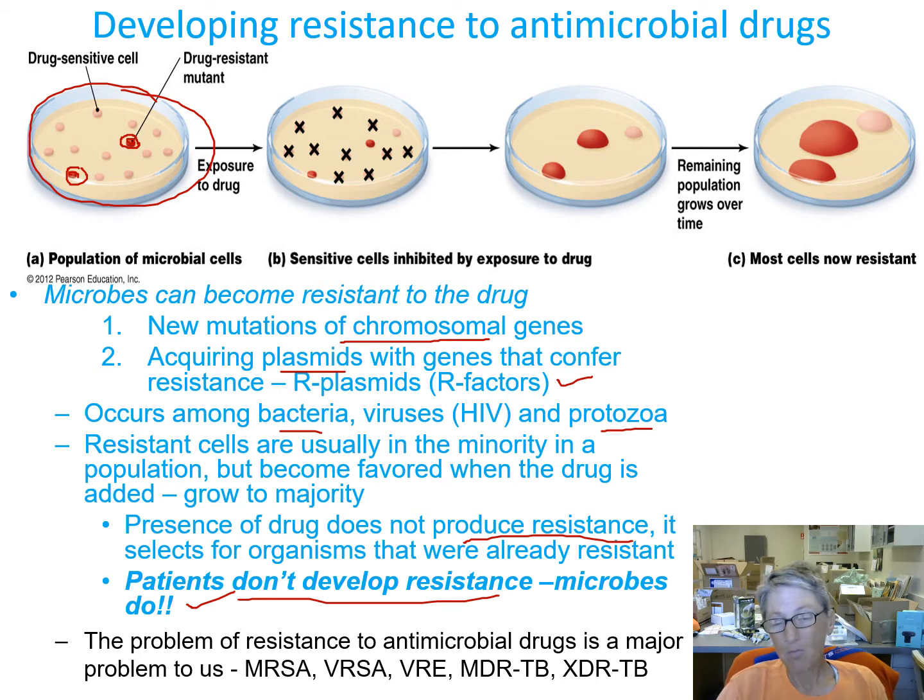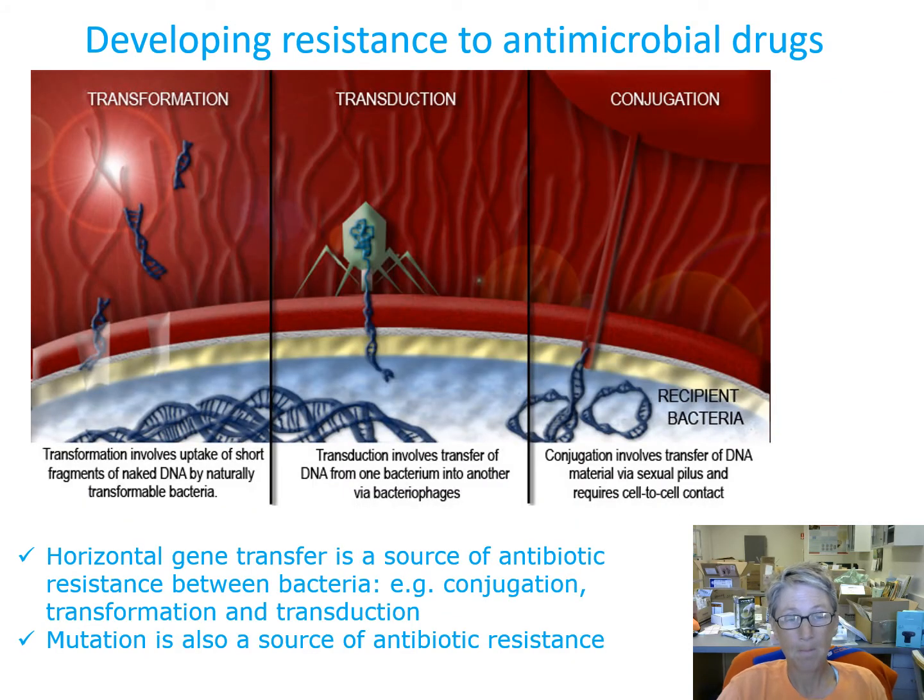The problem of resistance to antimicrobial drugs is a major problem for us. So for example, methicillin-resistant Staph aureus, MRSA, you probably heard of that, and then all these others. So how do you develop resistance? If you are a microbe, how do you develop resistance to antimicrobial drugs? You can do horizontal gene transfer. That's the source of antibiotic resistance between bacteria.